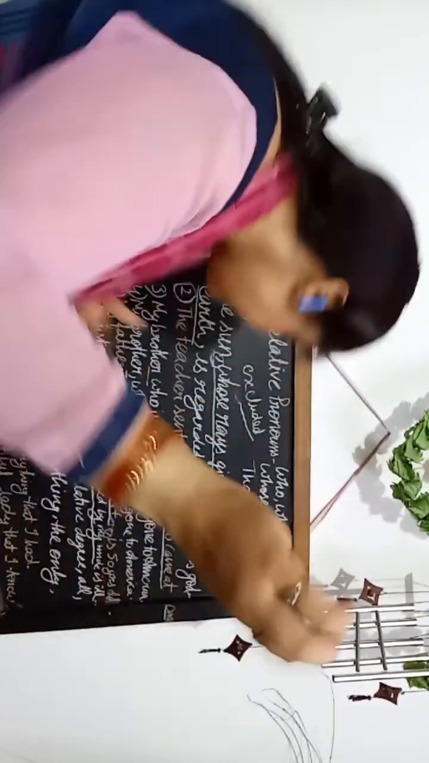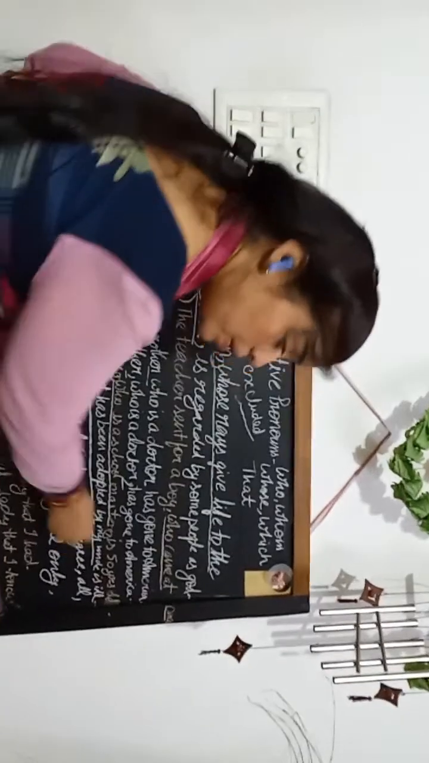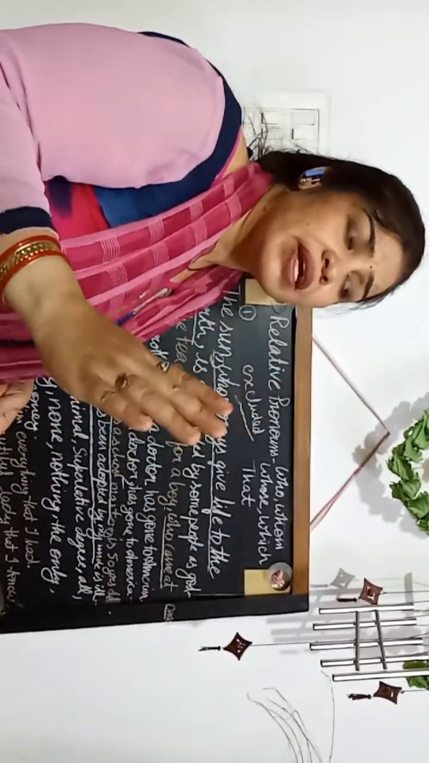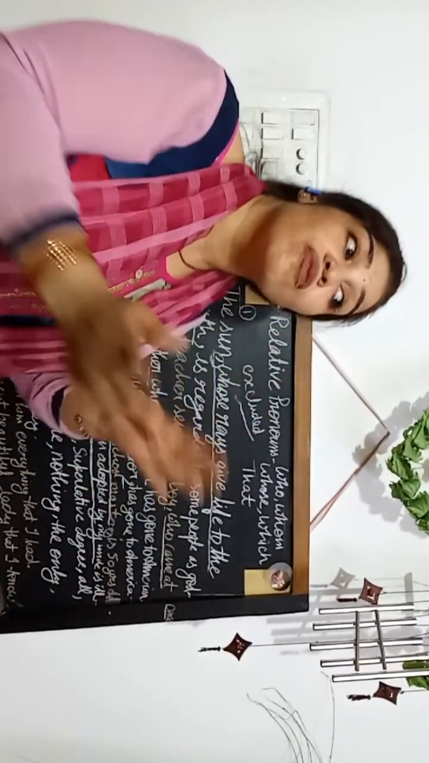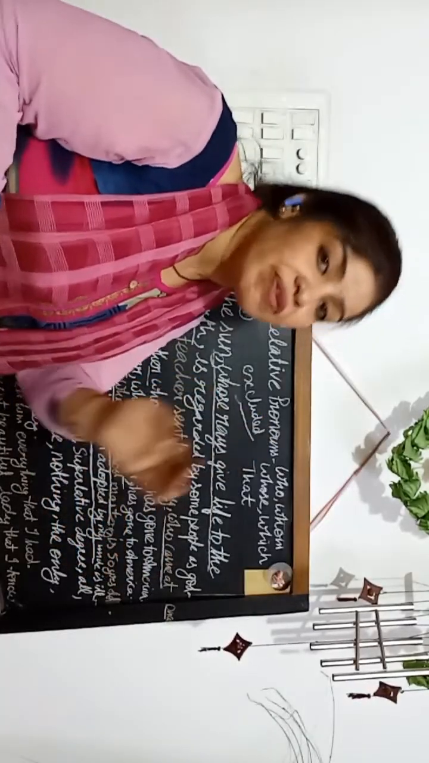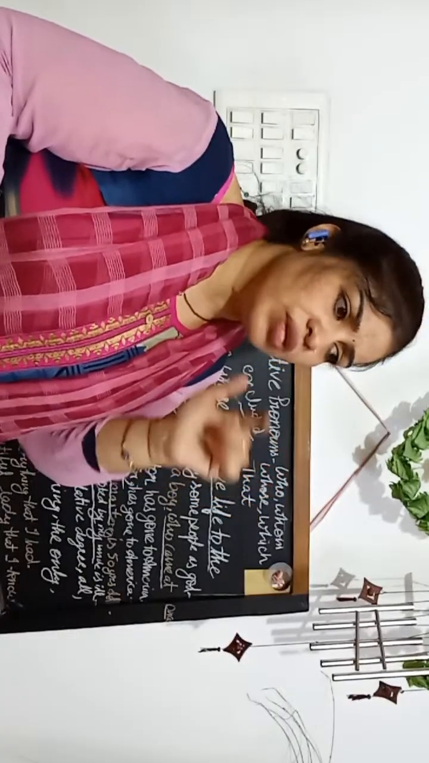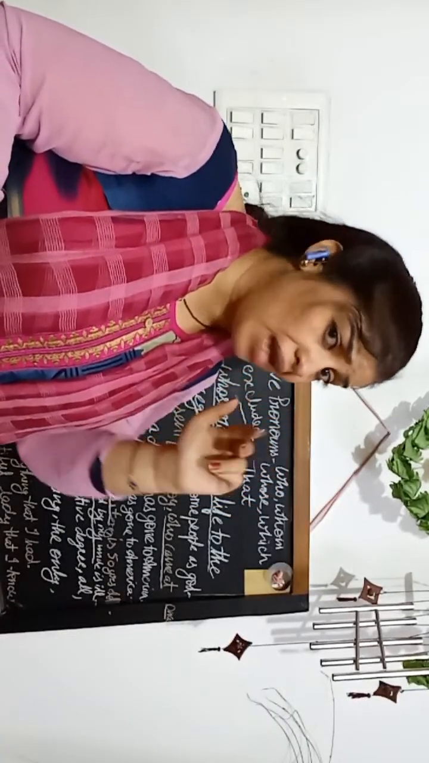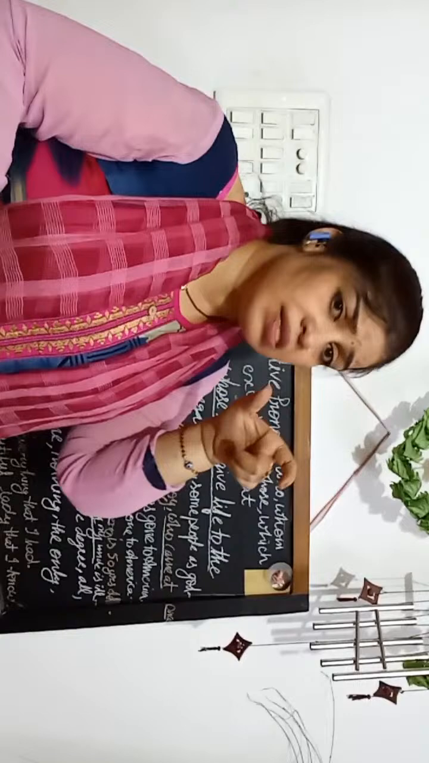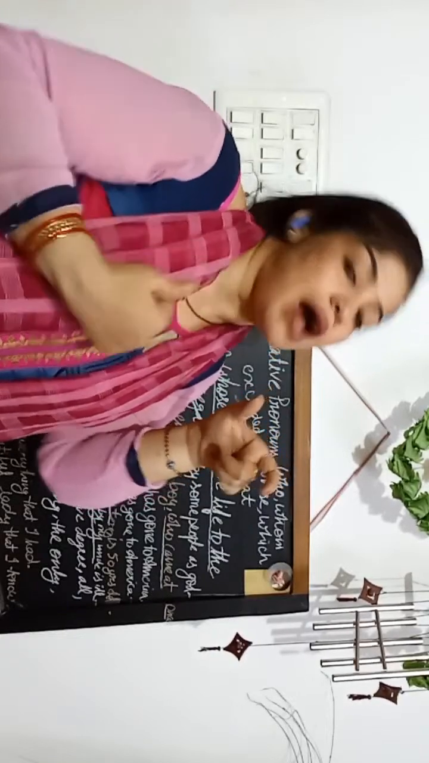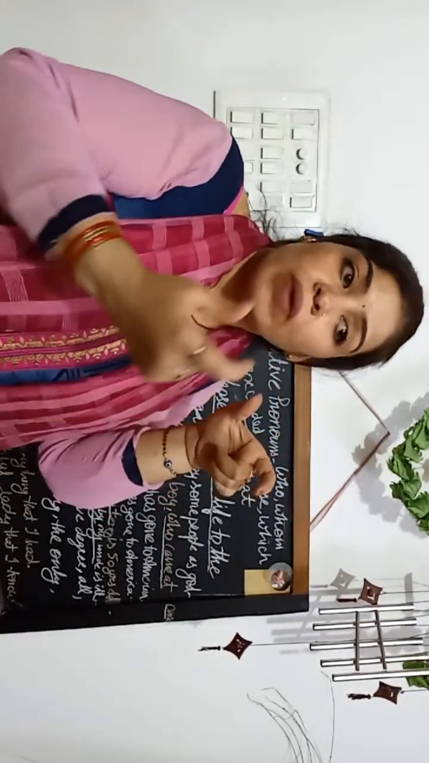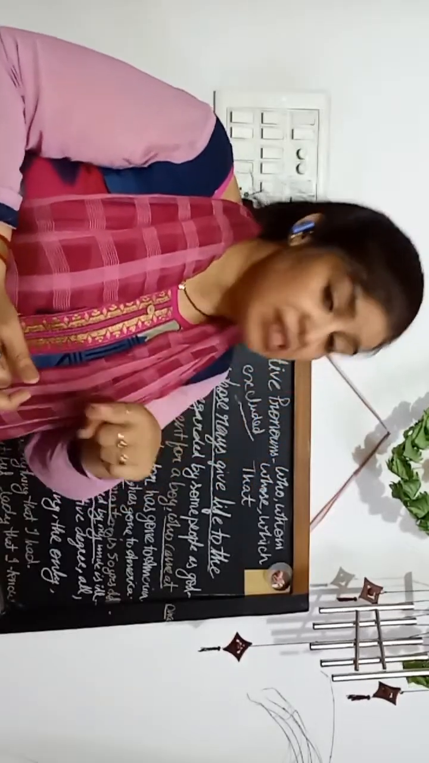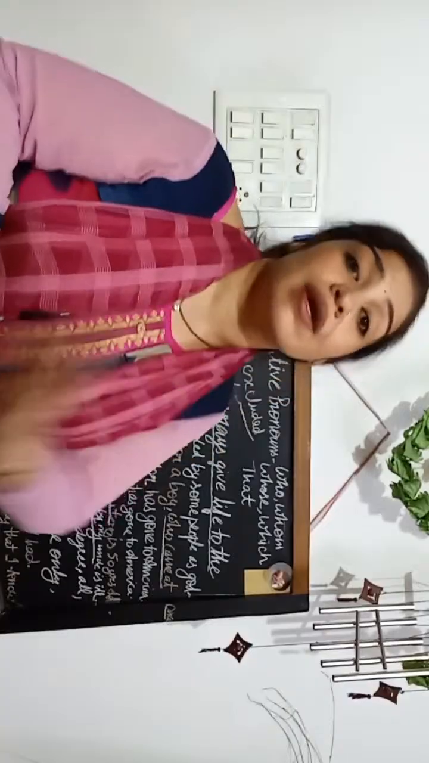Next we will see the superlative degree. Superlative degree means the third degree of adjective. For example, she is the most intelligent boy. The most intelligent is the third degree. So in this case, I will not use who. In this case, I will use that only.